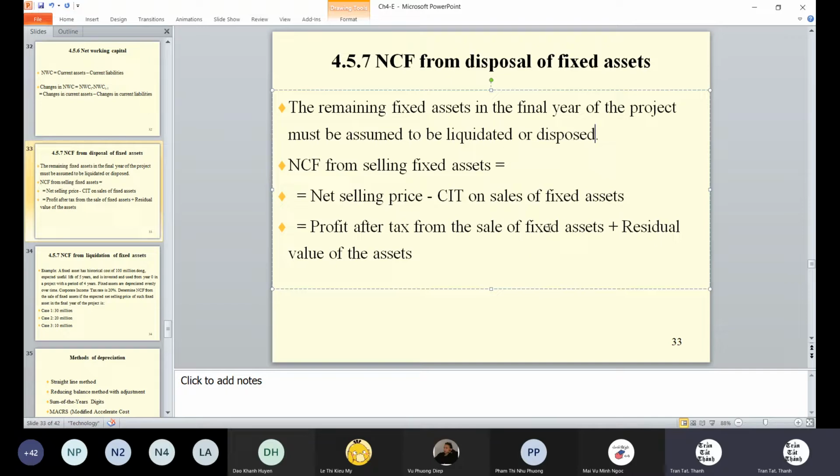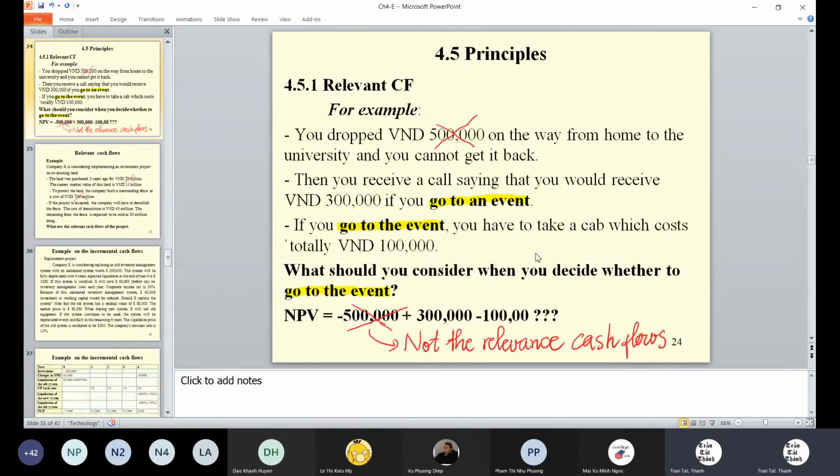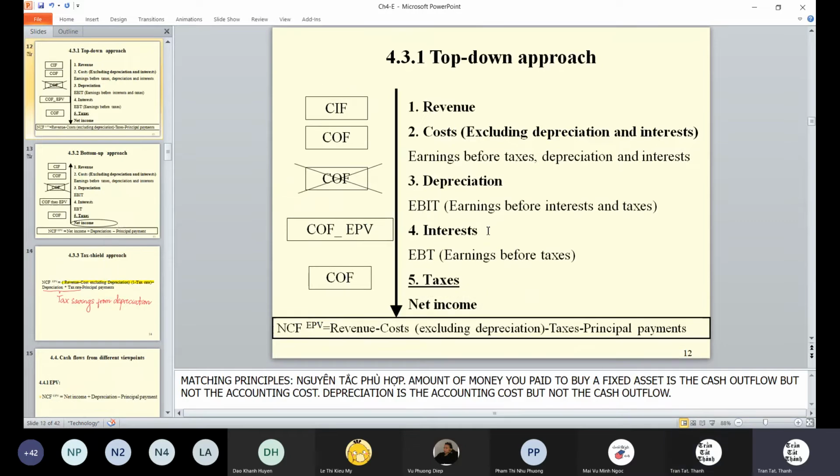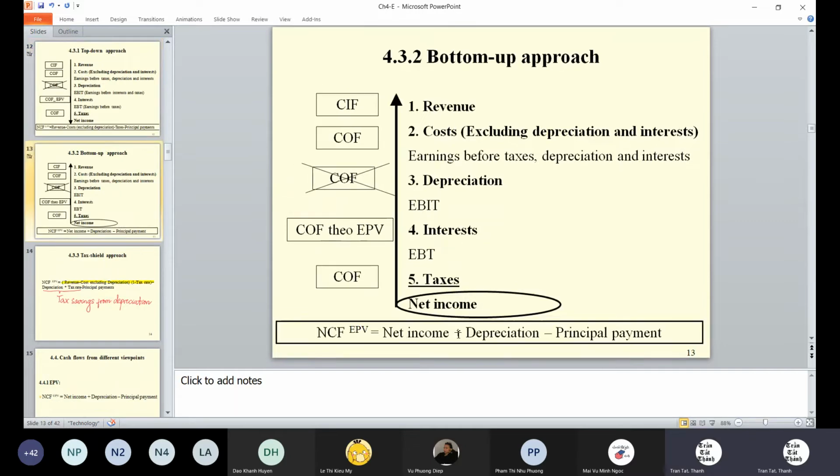So there are two ways for you to calculate this type of cash flow. When we study this cash flow before, this cash flow and this cash flow, in fact, they are not the complete cash flow. You can say that they are the incomplete cash flow. Okay, they're incomplete.